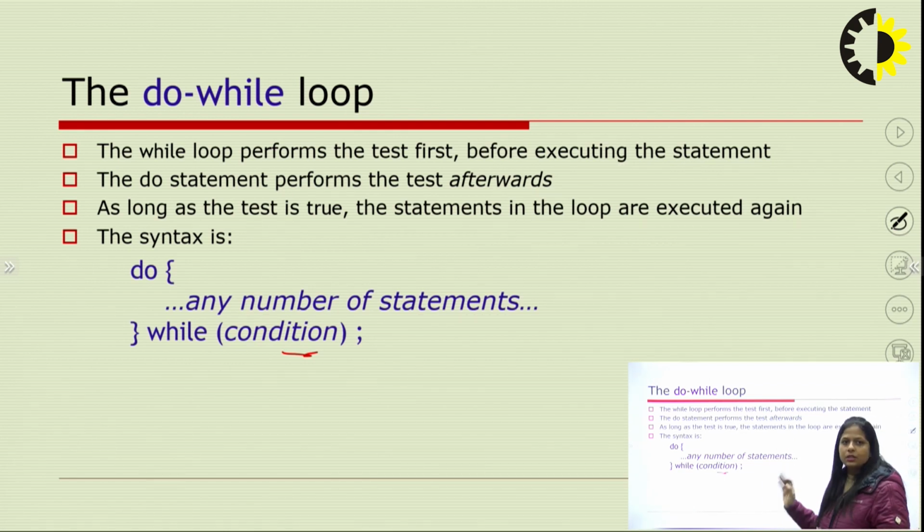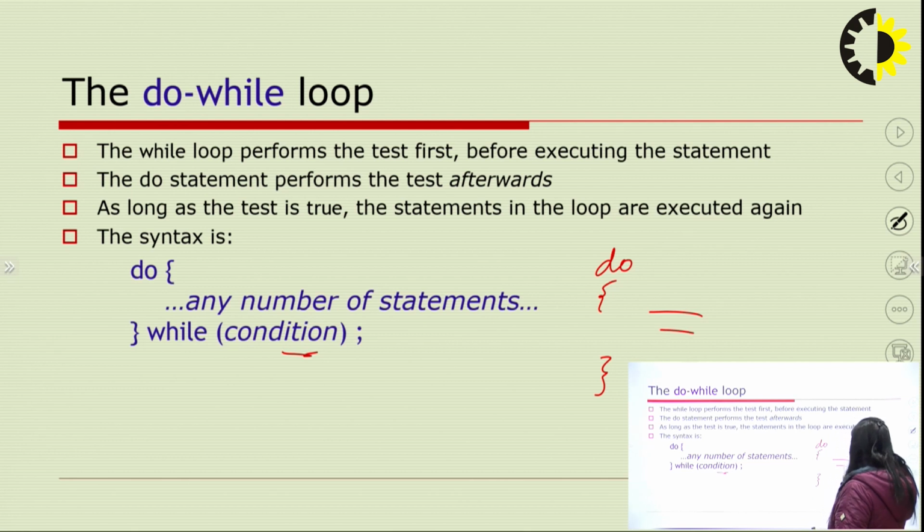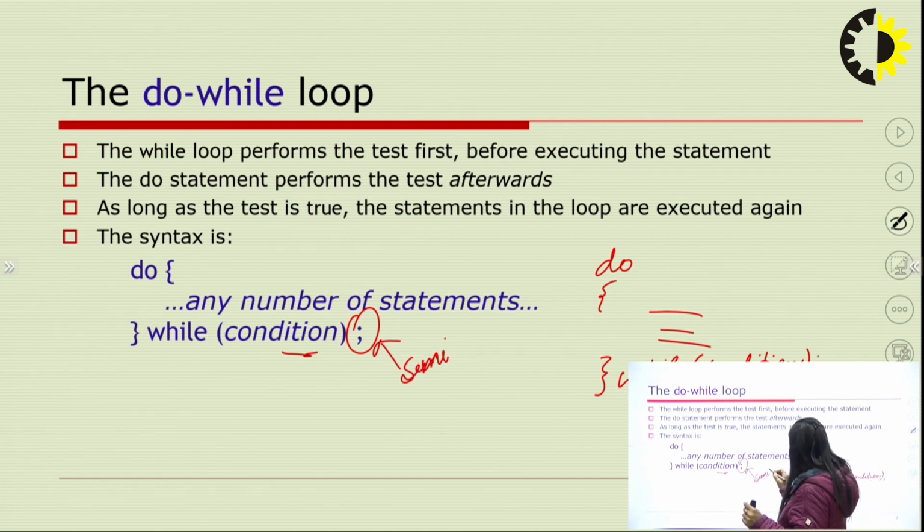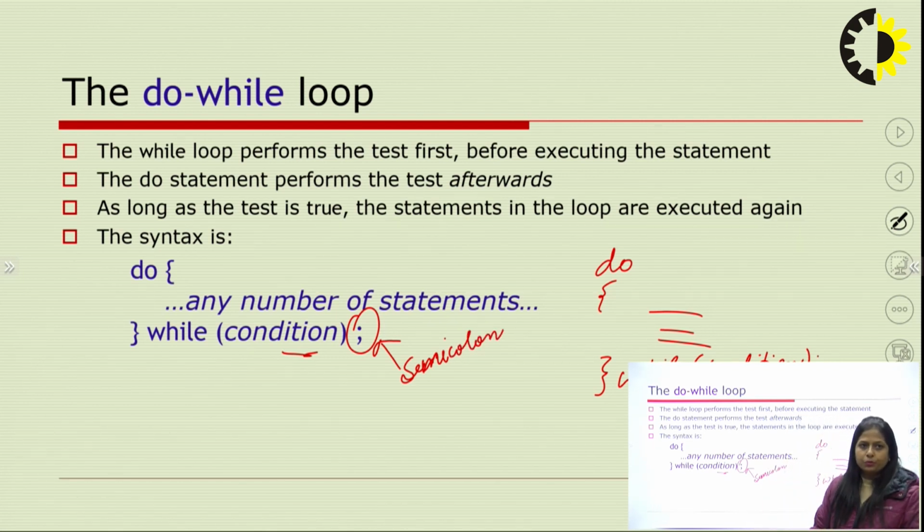And this is the syntax of the do while loop. This is the body of the loop. First, whatever statements you want to execute, include them. Then while, and within the parentheses you will specify a condition, and please note that there is a semicolon, which is very important, right?